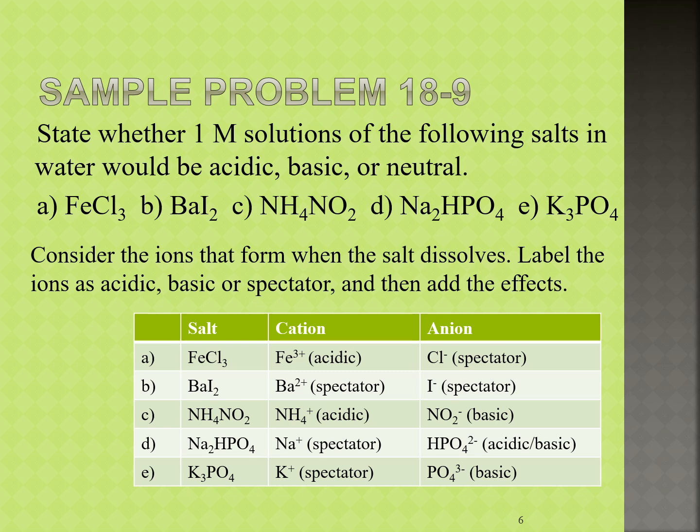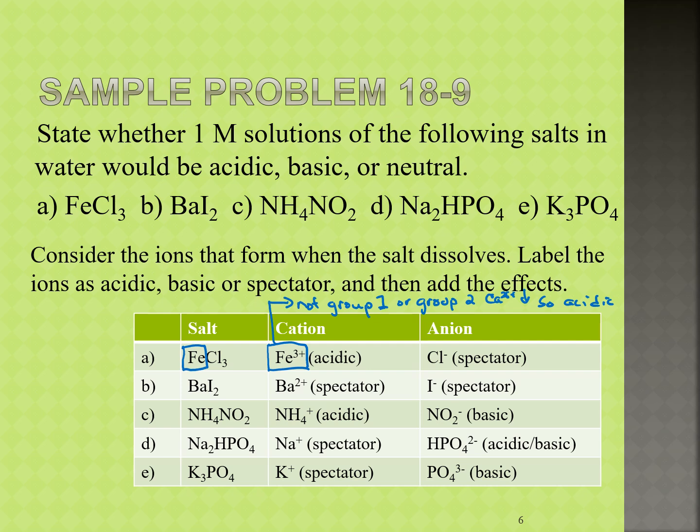So it says state whether 1 molar solutions of the following salts in water would be acidic, basic, or neutral. So we've got iron 3 chloride there. All right, well, we're going to separate these out into their cations and anions first. So the cation part is the iron 3, right? So that's my cation. And so we notice that this is not group 1 or group 2, calcium and below. So acidic.